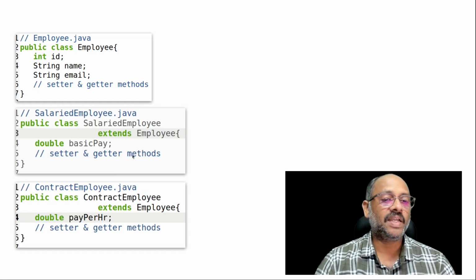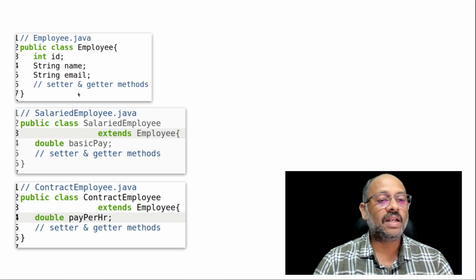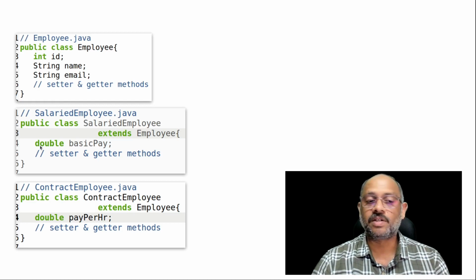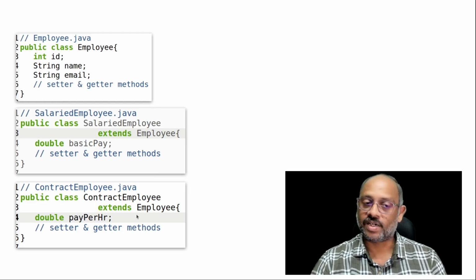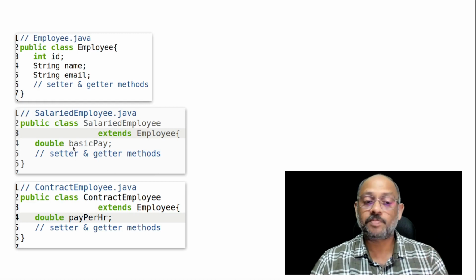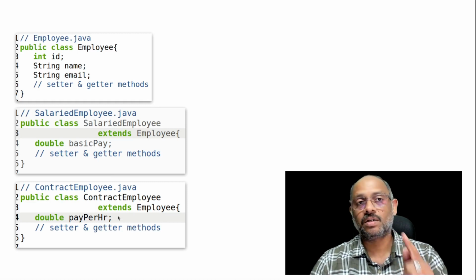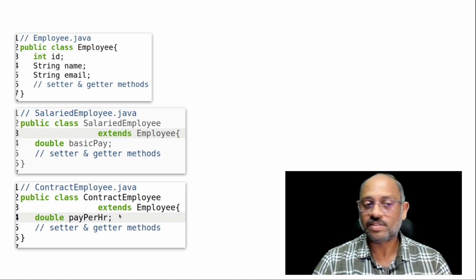As a result of making salaried employee and contract employee subclasses of employee, what happened? ID, name, email, and the related member methods have been inherited by both the salaried employee and contract employee, and the specific members, basic pay and pay per hour, are the own members of the subclass.